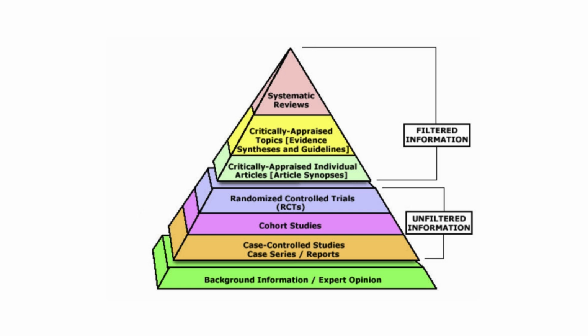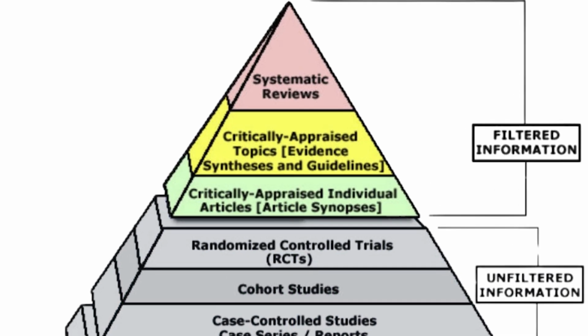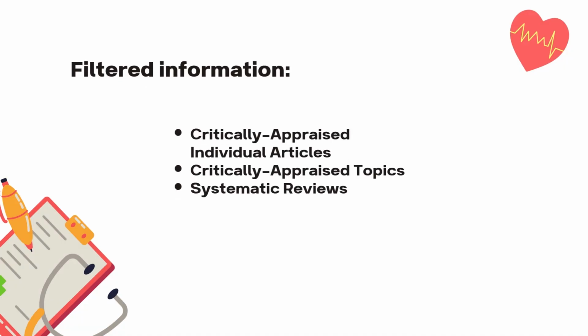In our last video, we covered unfiltered information, which is research that hasn't experienced a second look by another researcher outside the peer review process. Filtered information has had a second look and is therefore considered of higher quality and appears higher up on our pyramid. We'll discuss 3 types of filtered information in this video: critically appraised individual articles, critically appraised topics or evidence synthesis, and the holy grail of evidence-based practice, systematic reviews.